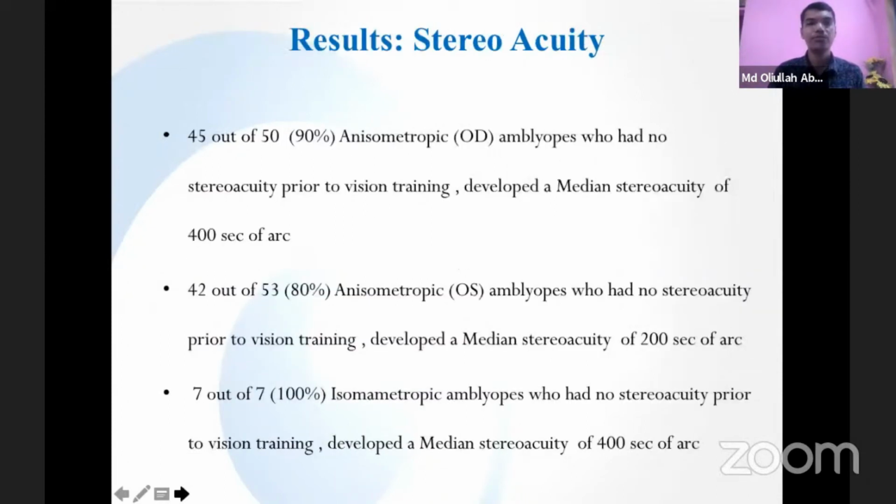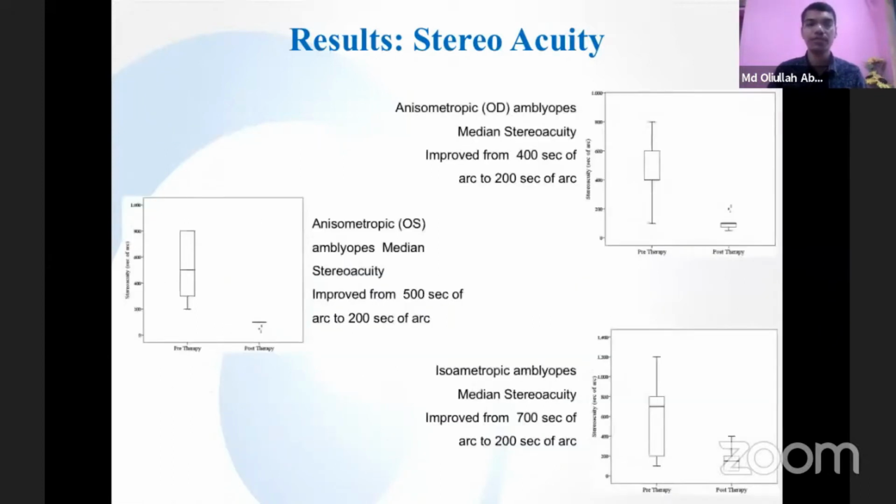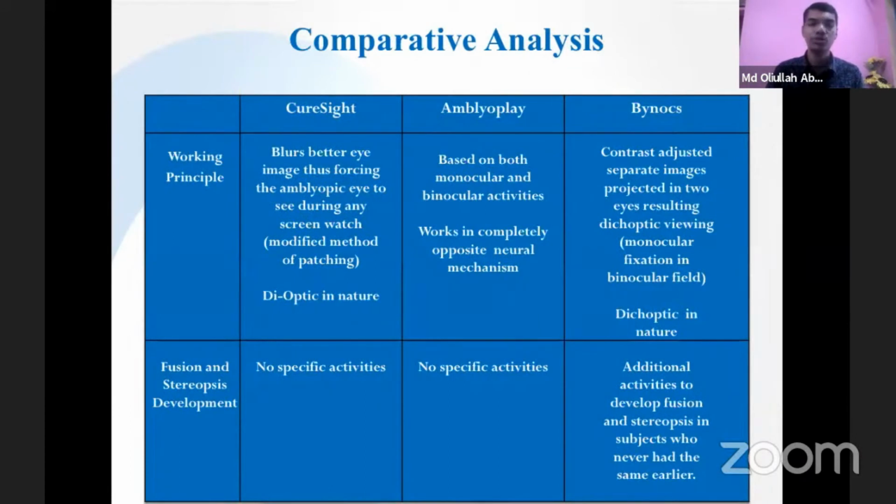The best part was the patients who did not have any kind of stereopsis to start with, or all suppression-based patients. If you see the stereopsis that improved, measured with a random dot stereogram after the end of the program, those who did not have stereopsis, like the anisometropic right eye group, 90% of them actually gained it. In the left eye, 80%, and in the case of bilateral, all of them actually gained stereopsis from an absent level. And these are from baseline. If somebody already had stereopsis, this is the kind of improvement they had during the course of treatment.